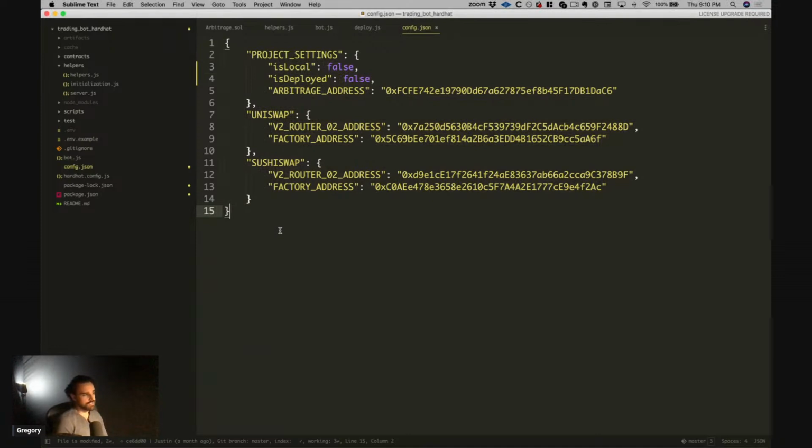It does factor in price slippage. It looks for getAmountsOut. So getAmountsOut will tell you how much you're going to get, and you'll be able to factor in the slippage that way. All right, so let me make sure I'm covering the questions.